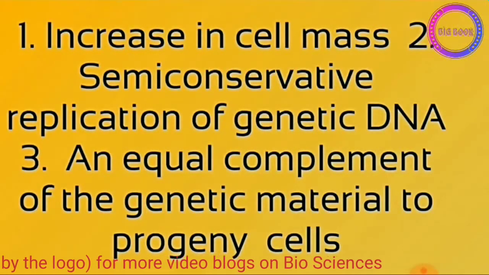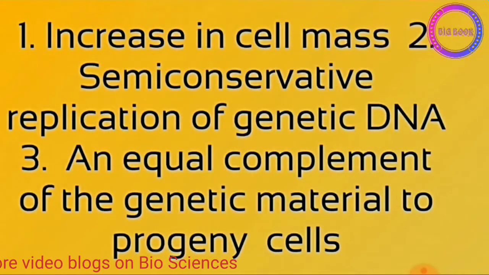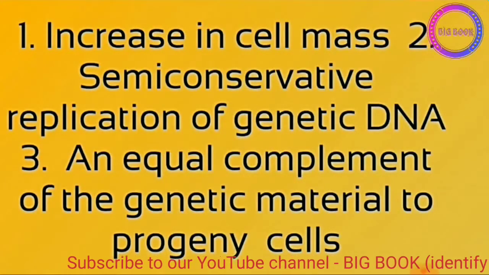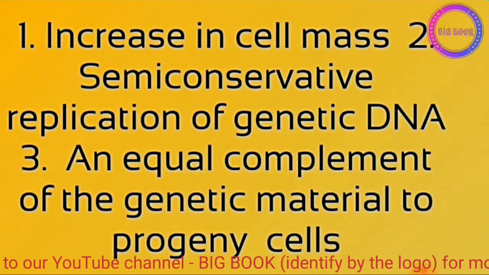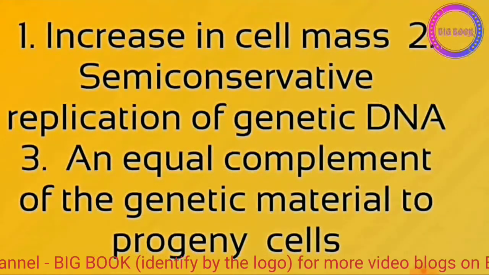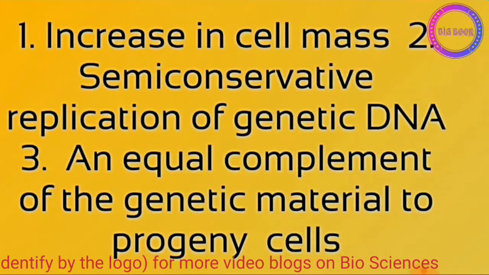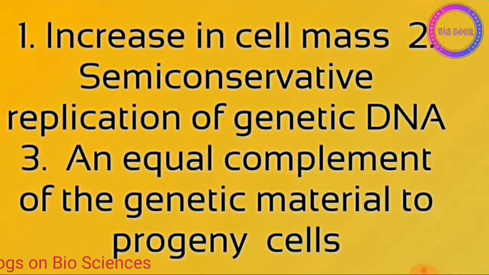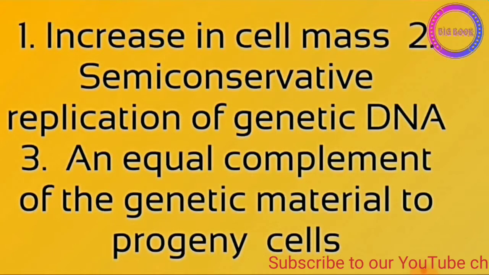Further followed by that, the main activity is going to be the semi-conservative replication of the genetic DNA. That is, the DNA is going to replicate on its own, where semi-conservative means the mirror copy as per the 5 prime to 3 prime and 3 prime to 5 prime is going to happen. And after that, the condensation of the DNA is going to take place in the form of chromosomal sister chromatids, which form the equal complement, and this equational division of the chromosome is going to push the genetic material to progeny cells.